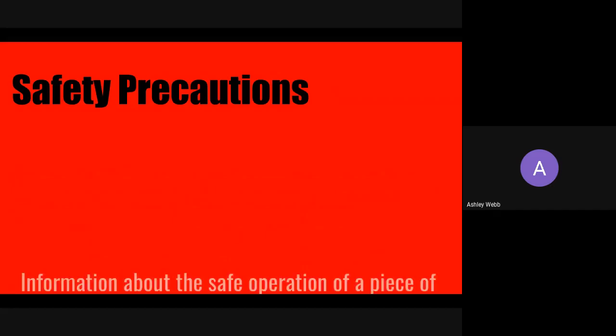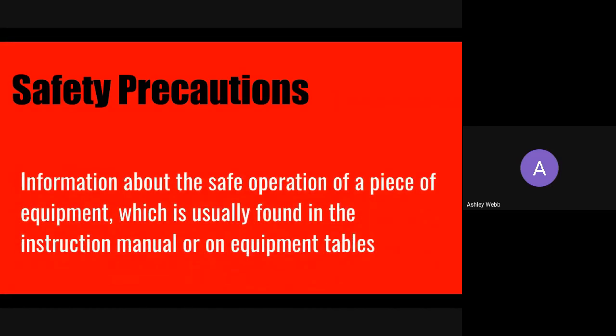Safety precautions. Information about the safe operation of a piece of equipment, which is usually found in the instruction manual or on equipment labels. So it's those warnings or reminders about how to use a product safely. It goes without saying that electrical equipment should not be used in water, and it needs to be used with the supervision of an adult. Those are some safety precautions that you might find in a manual for some electrical equipment.